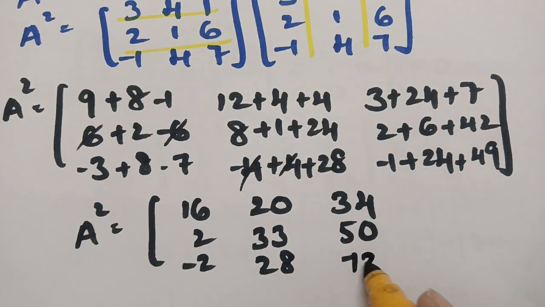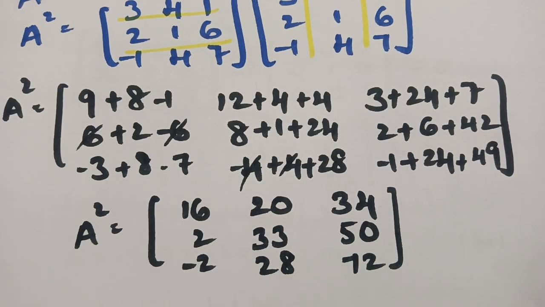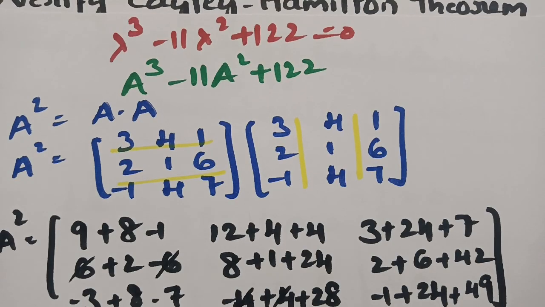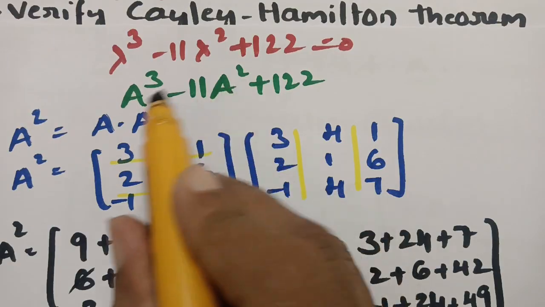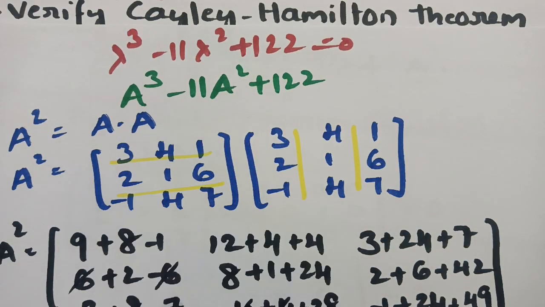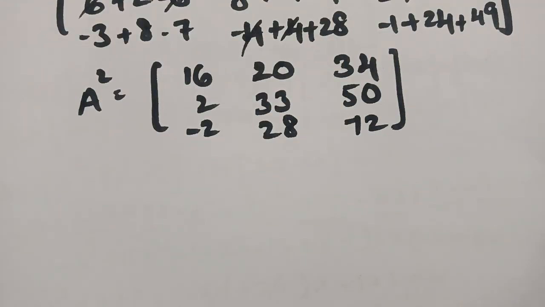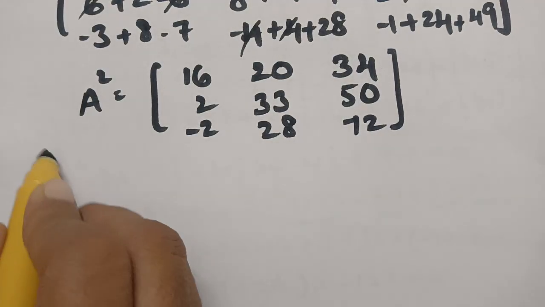Here the value here is 72. So here this is a 72. So this is our a square value, and next I need a cube. So now I'll substitute a square value here, and now I'm going to substitute a cube value for finding a cube. So here a cube value is also the multiplication.